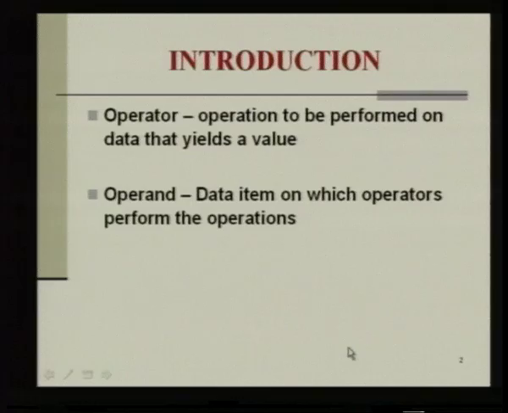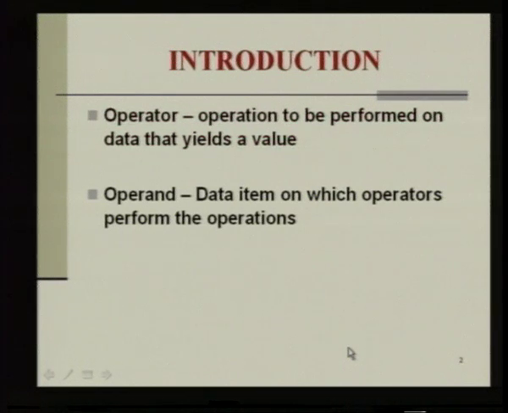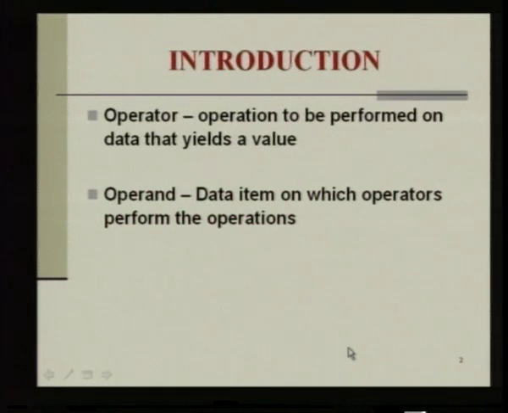So before I begin, let me tell you what is an operator and what is an operand. An operator represents an operation to be performed on some data and it should give some value, some result. And an operand is a data item on which the operator performs the operation. So every operator needs some data, some value on which it has to operate, and that particular data on which it operates is called an operand.